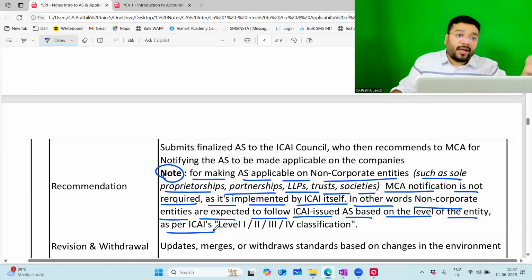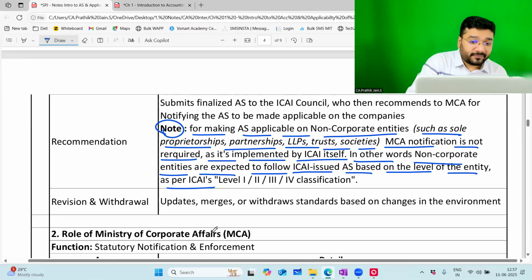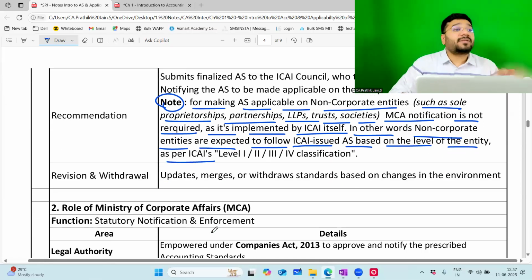If you're coming at level 1, you have to follow these standards. If you're coming in level 2, level 3, level 4, you don't have to follow all the standards. You have some exemptions in it. What that is, we'll be discussing next class. Sir, is this there in my syllabus? 100%. Whatever I'm discussing from now, 100% applicable from the examination point of view.